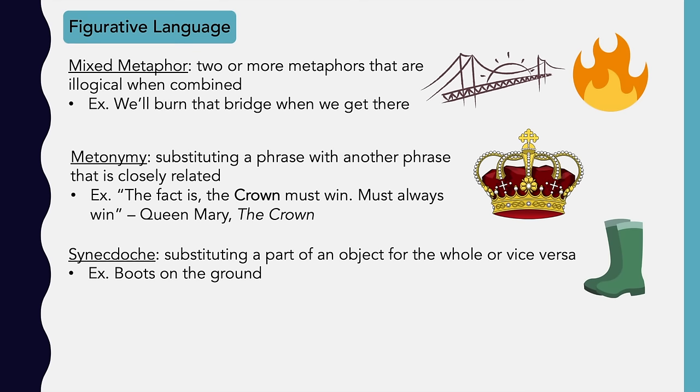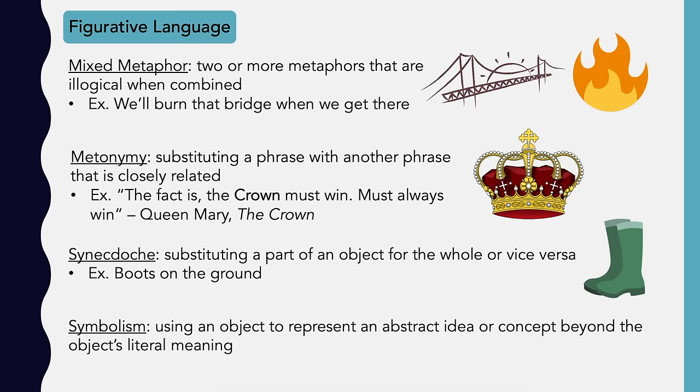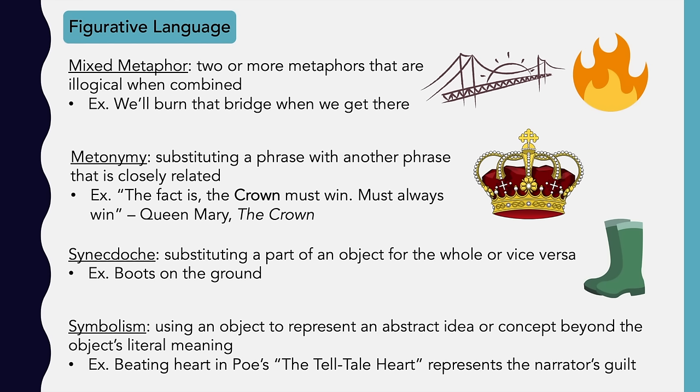Next is symbolism, which uses an object to represent an abstract idea or concept beyond the object's literal meaning. An awesome example of this is the beating heart in Edgar Allan Poe's The Telltale Heart, a short story, which represents the narrator's guilt.